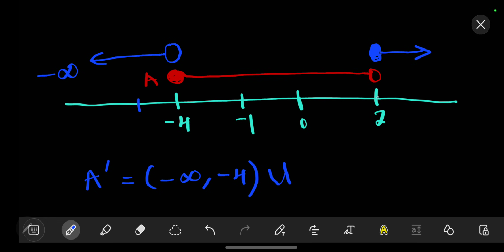Now at 2, it should be included there. So we are going to say 2, then comma, positive infinity. So the numbers here range to some positive infinity value like that. And you cannot reach an infinity value. So that is how you solve that one.